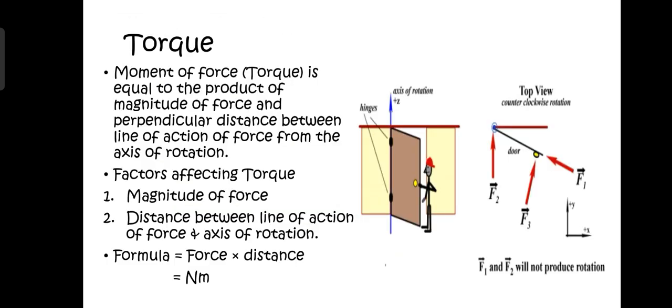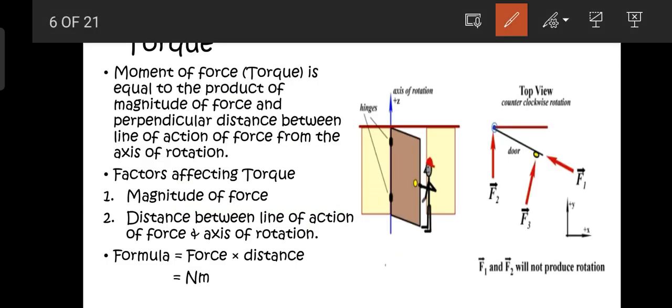Okay, now torque. Moment of force or a torque is equal to the product of magnitude of force and the perpendicular distance between the line of action of force from the axis of rotation. Okay, means, see, if this is a door, okay, this is the pivoted point, it is fixed here. Okay, it is fixed here na by hinges.